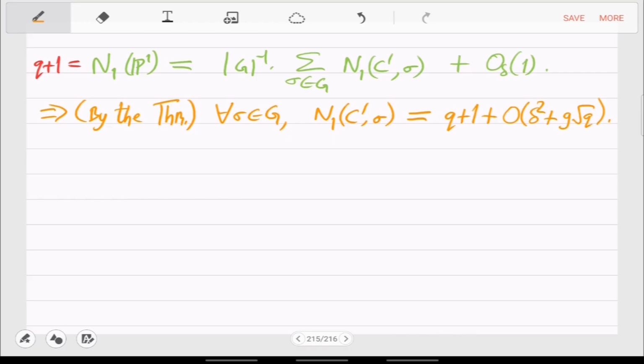Why O delta square, can I repeat again? Oh, that is from the resultant argument. You have to count how many points ramify. You already know it's less than G. Using that result and combining with the above result also. Yeah, the O delta 1 is O delta square. Splitting it here, yeah, this part comes from the theorem.